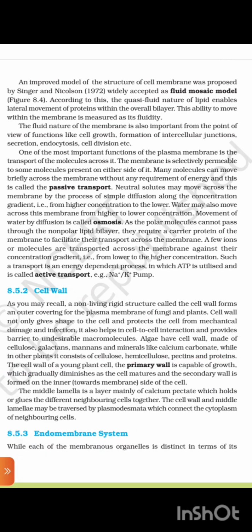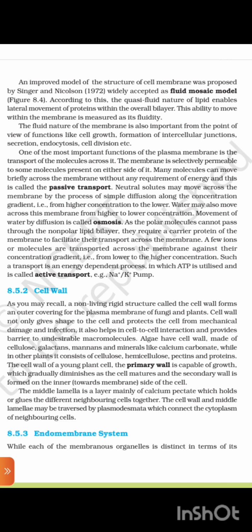The cell wall of a young plant cell, the primary wall, is capable of growth, which gradually diminishes as the cell matures, and the secondary wall is formed on the inner side toward the membrane of the cell. The middle lamella is a layer mainly of calcium pectate which holds or glues the different neighboring cells together. The cell wall and middle lamella may be traversed by plasmodesmata, which connect the cytoplasm of neighboring cells.